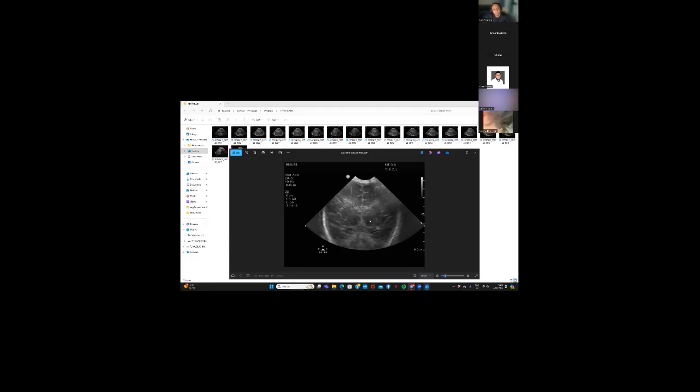Now we can see that the cerebellum and the brainstem are a little bit visible posteriorly. Just to be aware, you're losing the back of the image, because you're using the abdominal probe. So you might want to zoom out a little bit or reduce your depth. Okay.